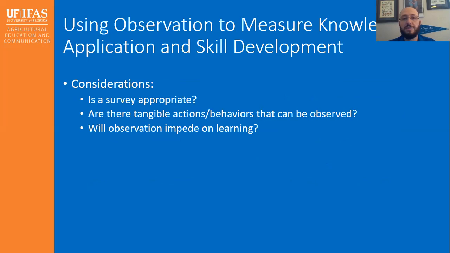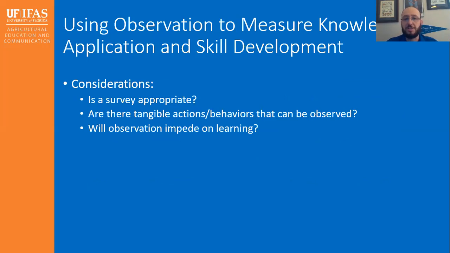Another thing I want to consider in this whole idea of connecting objectives to evaluation techniques is the opportunity to utilize observation in place of surveys to understand and measure knowledge application and skill development. Some of the things you want to ask yourself: is a survey appropriate? Are there tangible actions or behaviors that can be observed? And will observation impede on learning?